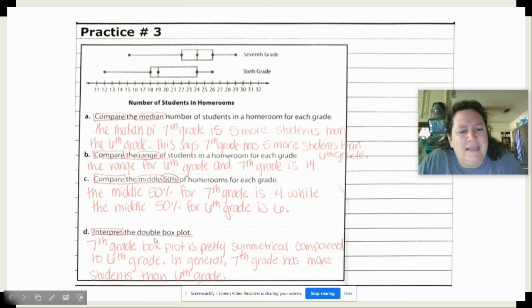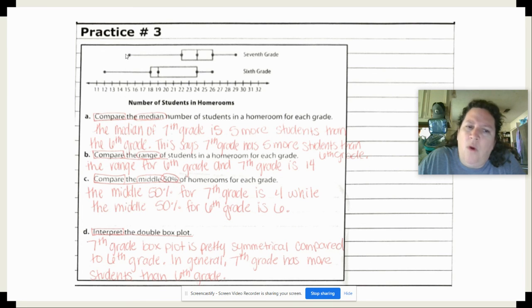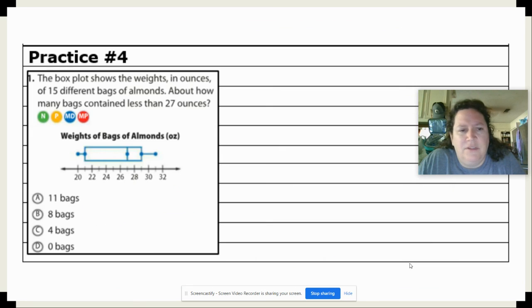So D says interpret the double box plot. 7th grade's box plot is pretty symmetrical. So 7th grade is relatively symmetrical. It's got one section that's a little bit longer. Symmetric means that all these are about the same. Compared to 6th grade, in general, 7th grade has more students. Because look at 6th grade. It's nowhere close to symmetric. We got tiny, tiny, giant, giant. Okay? You can pause the video to write that stuff down. Make sure your notes are filled out.